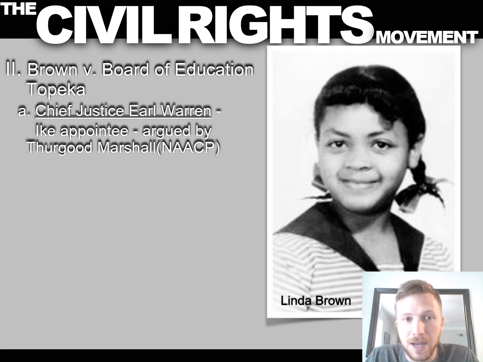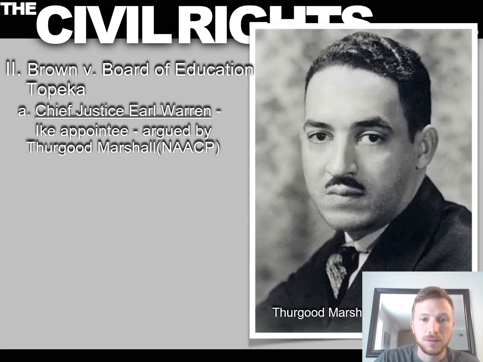So, Brown v. Board of Education, you have Chief Justice Earl Warren. This is something that went all the way to the Supreme Court to try and get rid of segregation in schools. Thurgood Marshall was a guy from the NAACP.